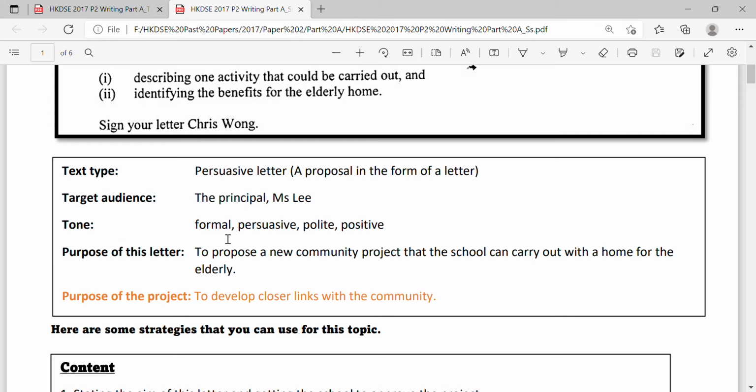The tone should be formal because you're writing to the principal. He's not your friend. You two are not friends yet. Even so, this is a letter. It's black and white written on paper. You must be formal and persuasive. Try to be polite if you can. Most of you should be able to be polite.